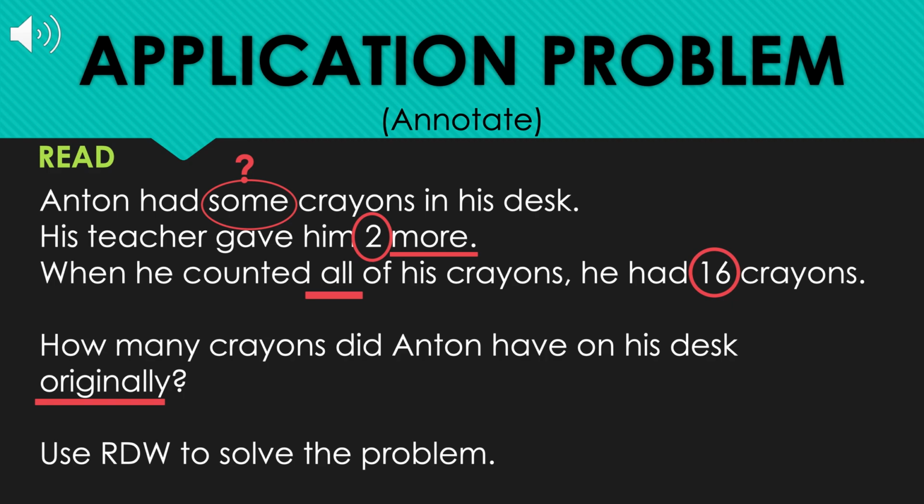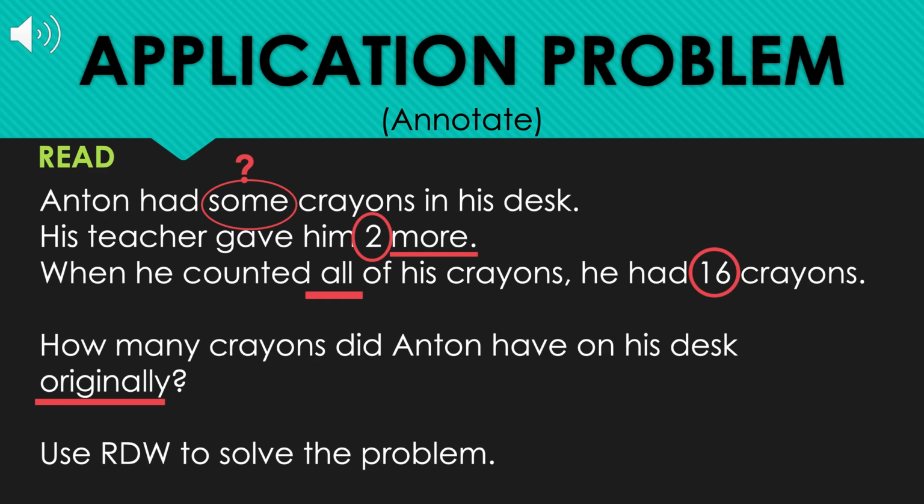Here you can see I've annotated the problem for us. Let's go through it sentence by sentence. Anton had some crayons in his desk. When I hear the word some, I know that's not a number. So I circled it because I know some is an amount, but I put a question mark over it because I don't know how much some actually is.